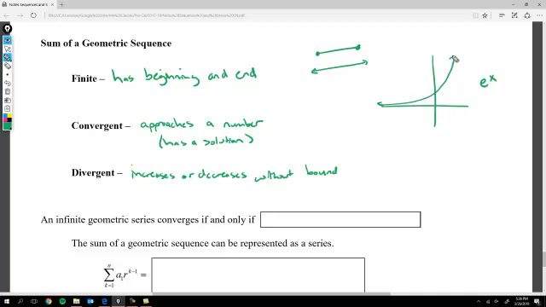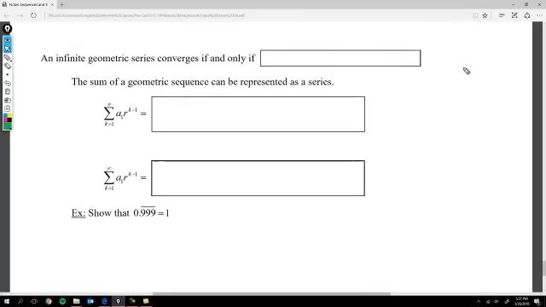Now on the other hand, if I go to the left, as I follow this line to the left, something we know about e to the x is that it gets really, really close to 0, but it never touches 0. And that's what convergent really means. I'm approaching 0. It doesn't necessarily mean that I'll ever touch 0, but I'm approaching 0. And so I would say that e to the x sort of converges to 0 to the left, whereas to the right, it goes on to infinity. Okay, and we'll go through some examples of this.